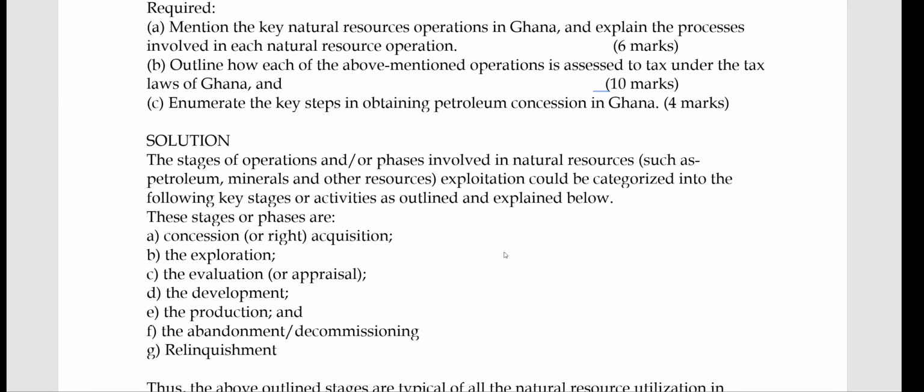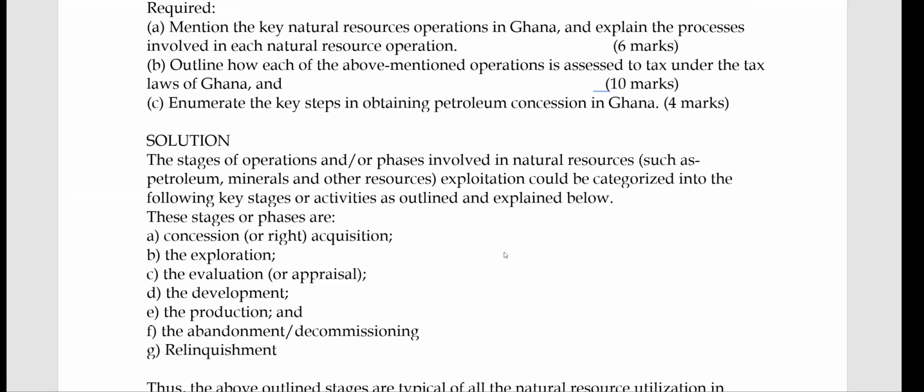Even fish. Get a license to fish. You start gathering data about where the fish is. You set up machines for fishing. You start pulling the fishes to the surface. When you finish, you must restore the fishes by putting fingerlings and other things to grow. When you finish, don't you give back the land to the government? It's the same thing. Timber, the same. It applies to every natural resource.